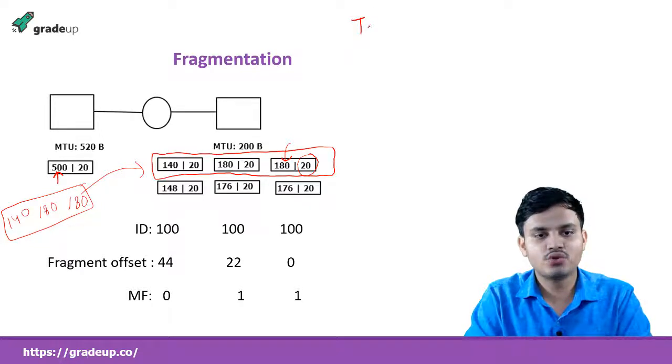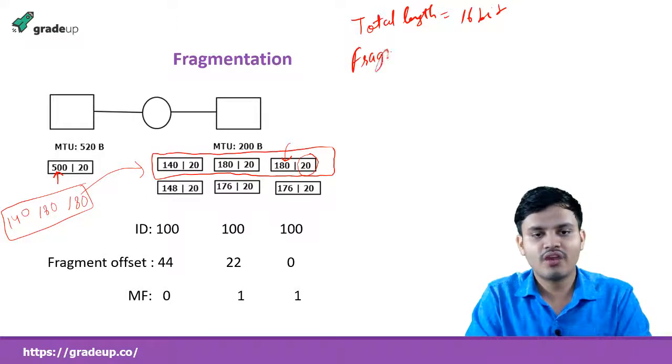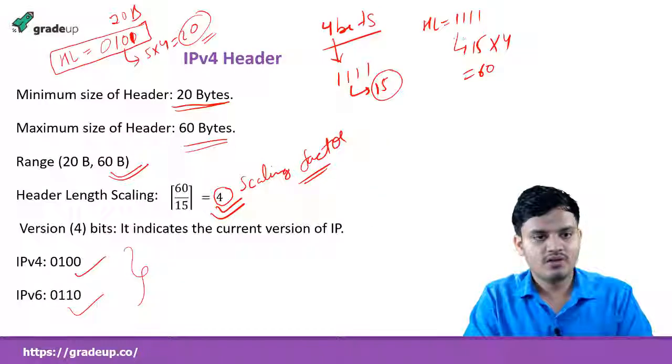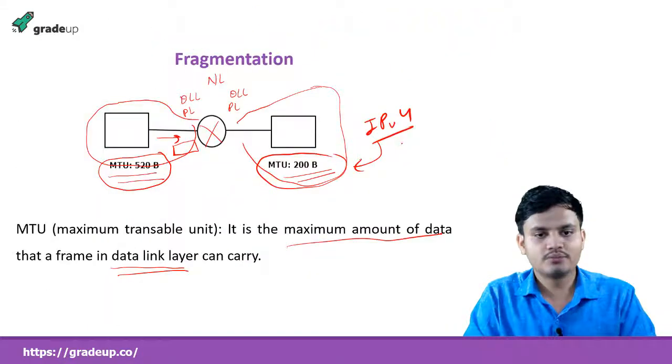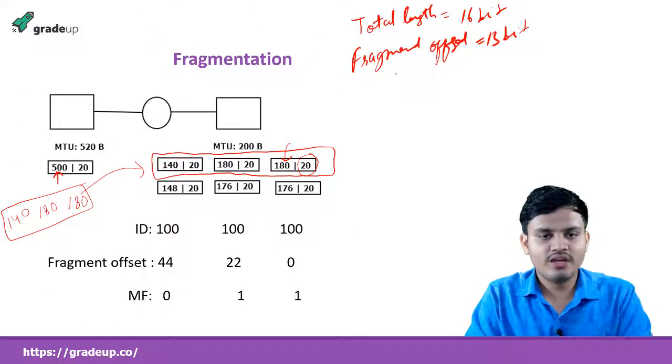Total length field is 16 bit, and if you see the fragment offset field, it is 13 bit. I show you one more time. See here, this is 13 bit and this is 16 bit.